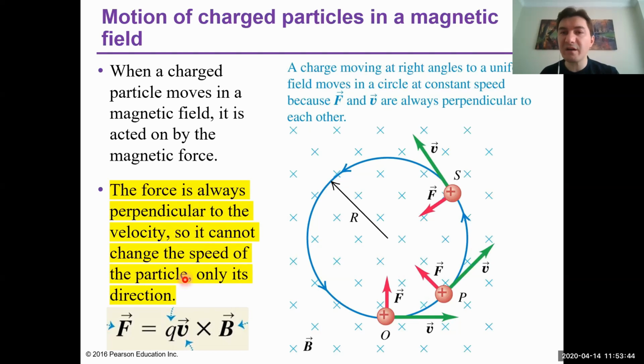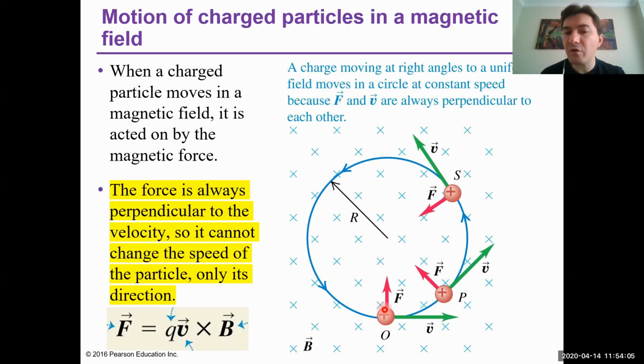This part is very important. Just try to understand. So in order to change the speed of the particle, you need a force along that direction, okay? But there is no force acting on the particle in that direction, okay? Or in that direction.